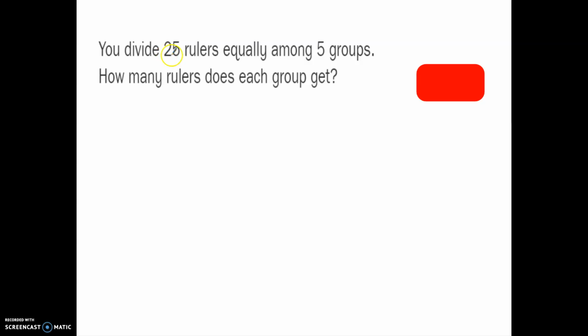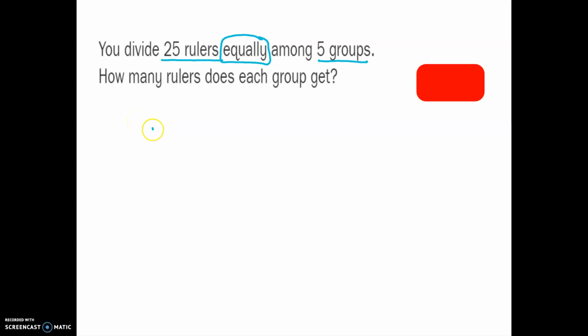You divide 25 rulers equally among 5 groups. How many rulers does each group get? Let's read that problem until we understand what we need. You divide 25 rulers, so that's what I have. I have 25 rulers, and I need to divide them equally among 5 groups. So that means each group has to have the exact same amount to be equal.